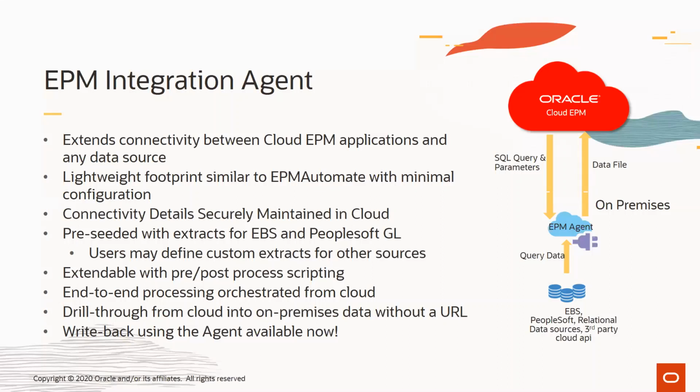We do provide direct extracts for EBS and PeopleSoft that come included with the agent. You can do direct connectivity between an Oracle database or Microsoft SQL Server. And anything else that you need to connect to can be done through a scripting feature that's available in the agent. So if you need to connect to Snowflake or Teradata, you can easily do that with the agent. We also give you the ability to drill through using the agent, so you can drill through without a URL. And we also have the ability to write back. So if you want to pull data out of the cloud and write back on premises, you can do that with the agent.